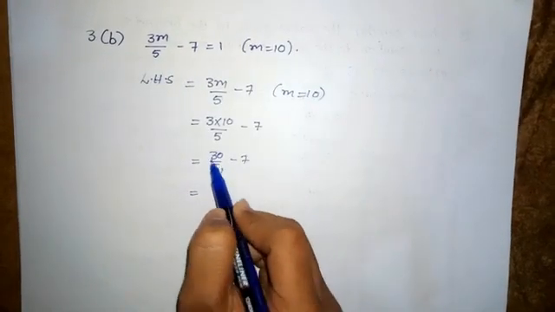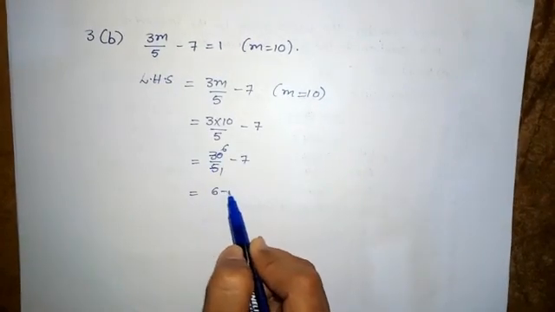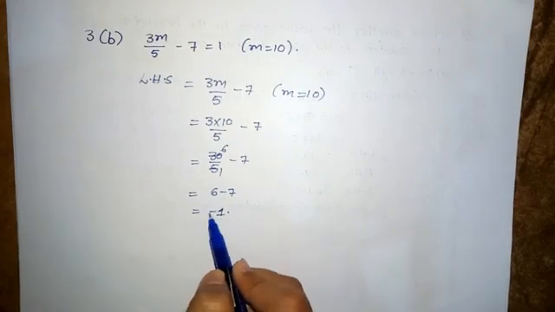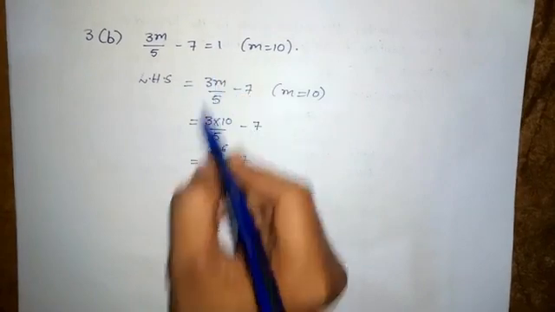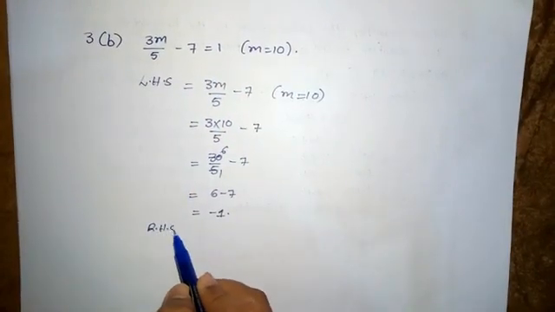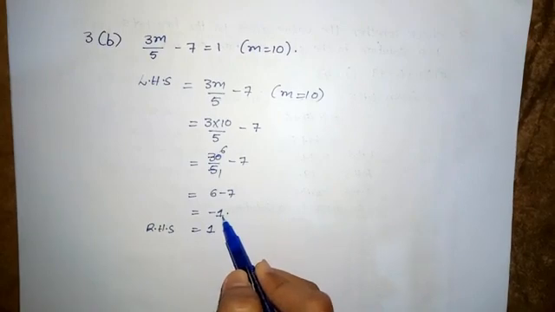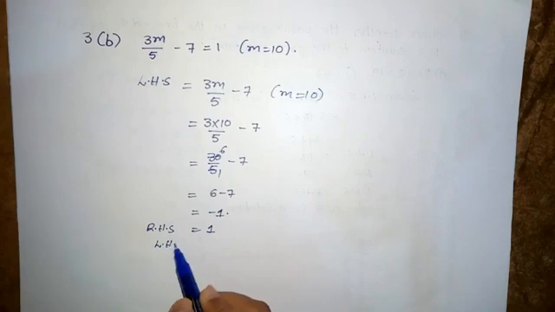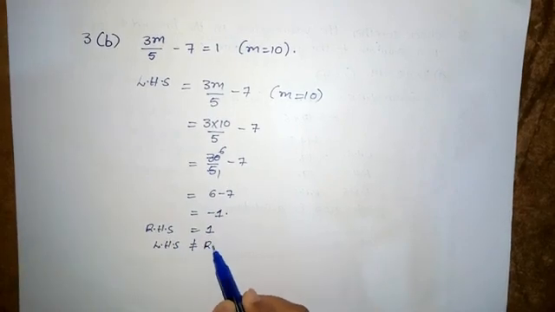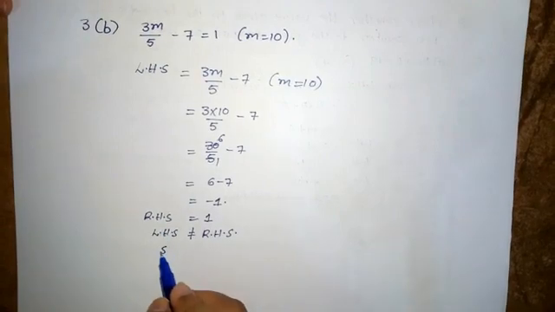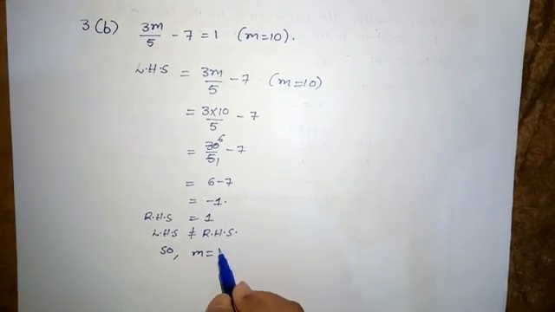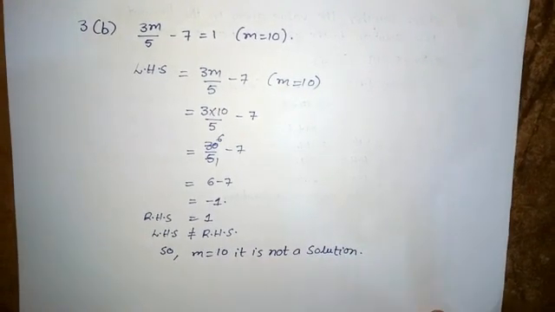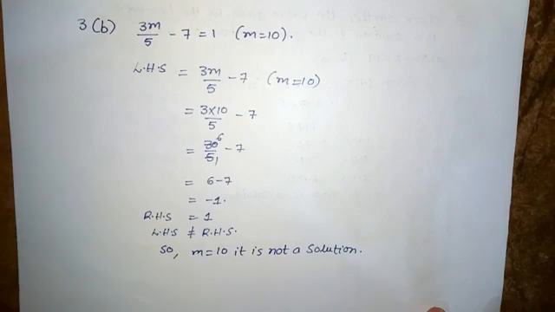30 by 5 is 6. So 6 minus 7. 6 minus 7 is equal to minus 1. The given RHS is plus 1. So RHS is equal to plus 1. Observe LHS equal to minus 1, RHS equal to 1. So both are not equal. So LHS is not equal to RHS. So m equal to 10 is not a solution. So this is third Roman, second one.